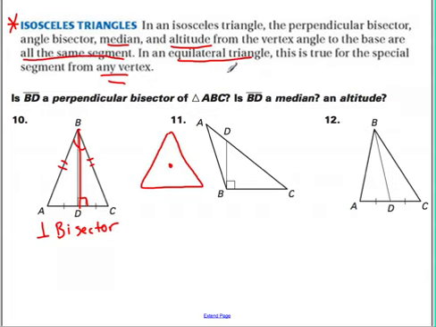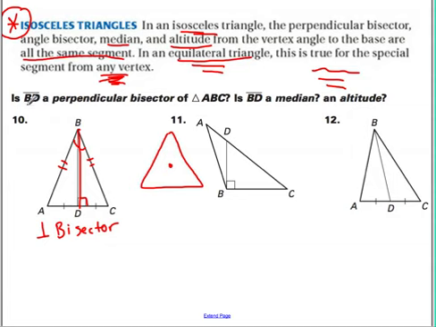Okay, let's look at number 10, 11, 12. I would look this thing over. This is a really interesting concept, and if you have questions on it, make sure to ask, maybe draw this out. This is pretty amazing how this works with an equilateral triangle and also isosceles triangles. These are really special cases.